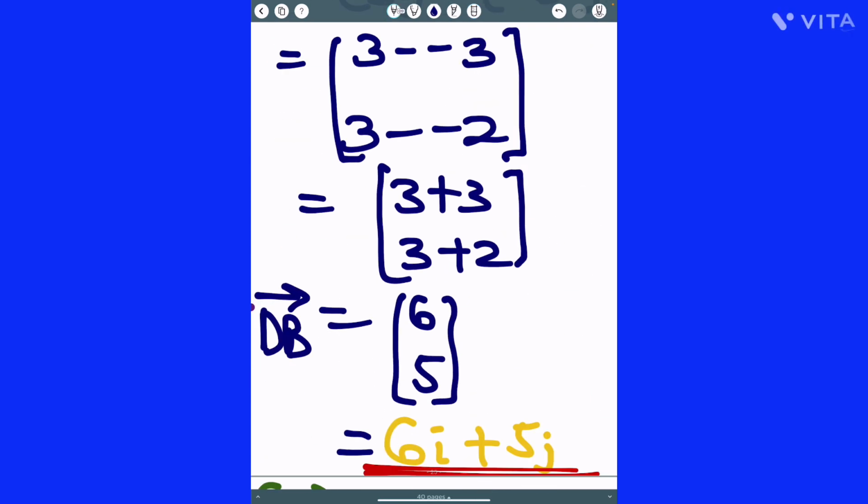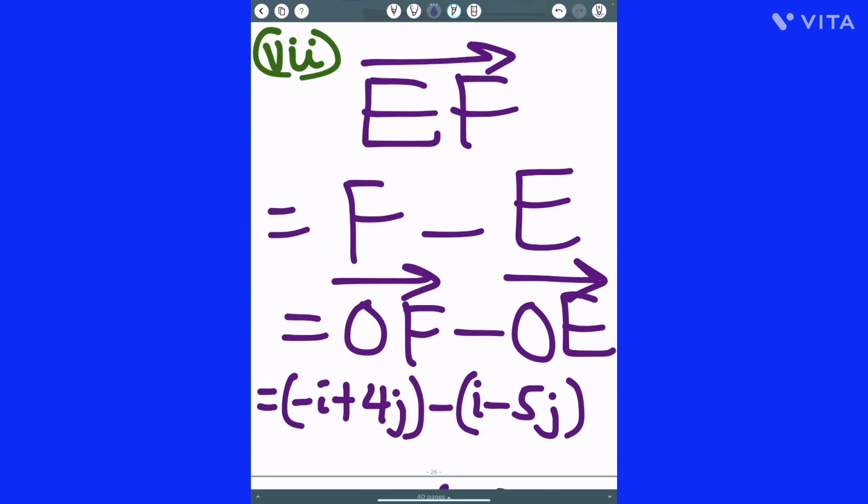So this will give me 3 plus 3, and that gives 6. Here, 3 minus 2 is 3 plus 2, that gives me 5. So 6i plus 5j. That's vector DB. Let's go to question 7.